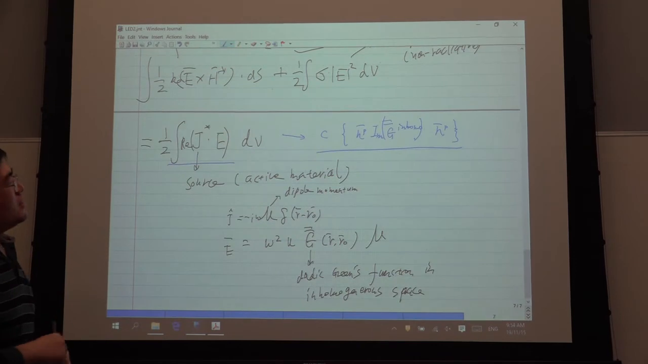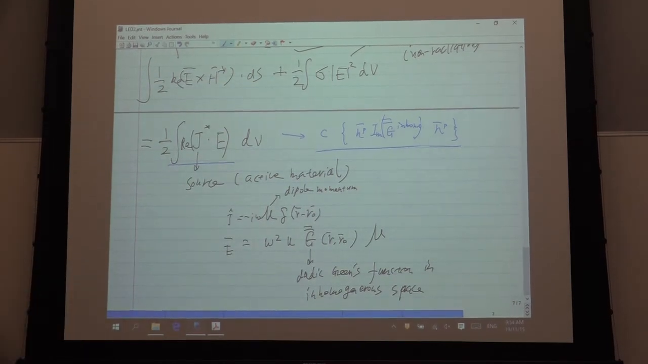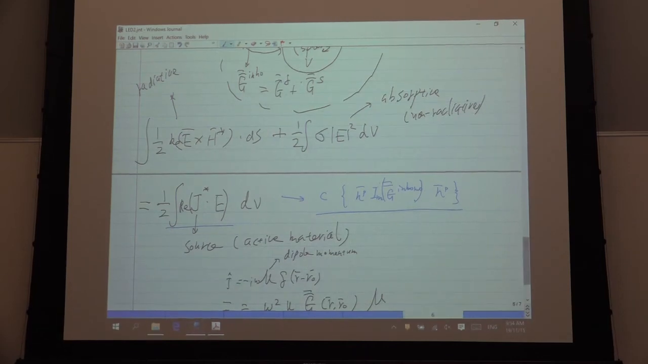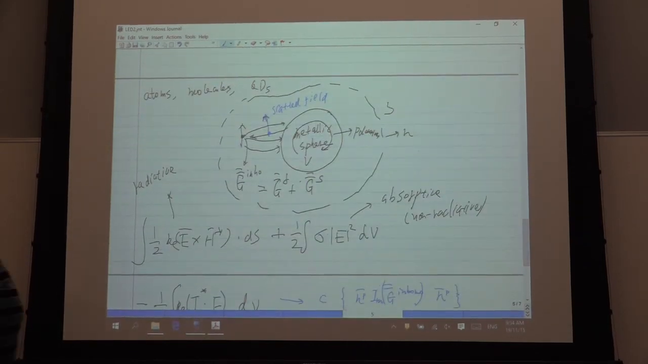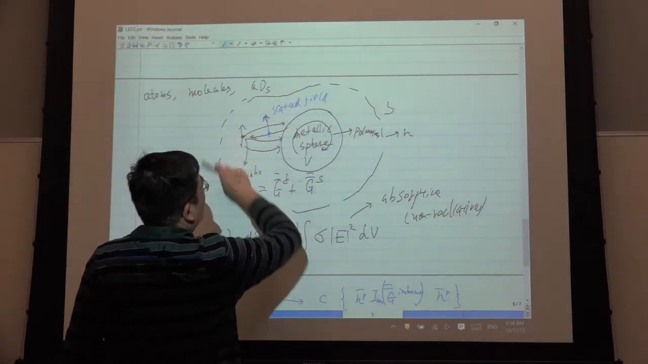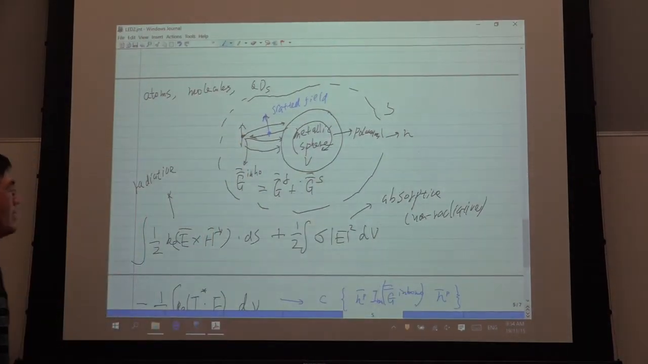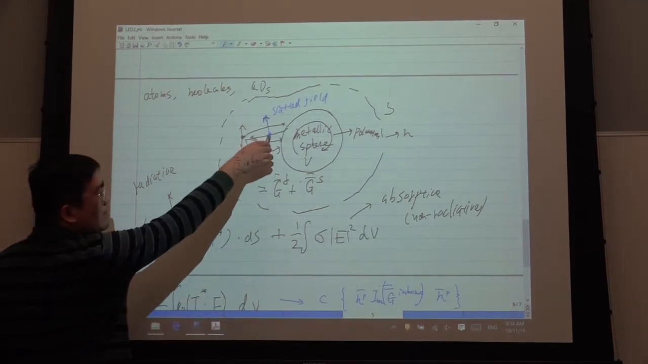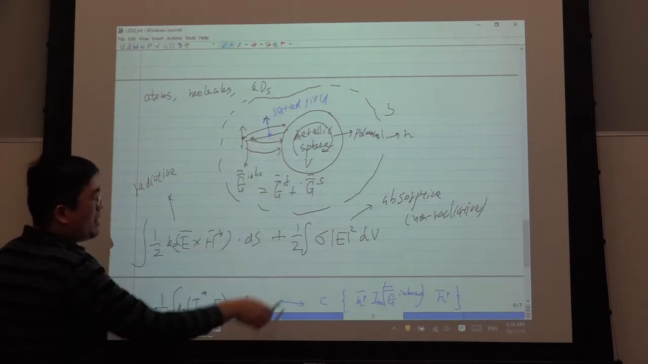So this is a very big paradox. They said that if you want to increase the emission power across this closed surface, the total emission power, it's just necessary to increase the field at this point, or the imaginary part of this field.